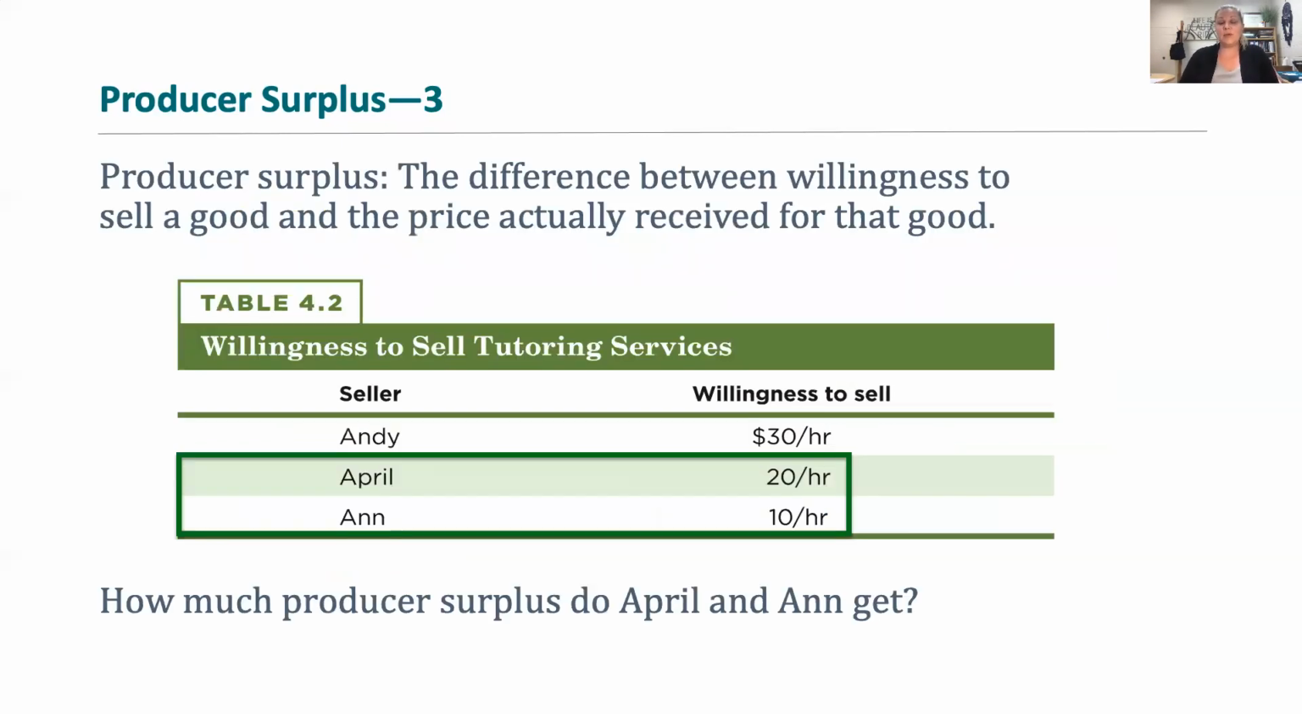As you can see, April and Anne are going to sell their service at a price that exceeds their willingness to sell. This will give them producer surplus. Producer surplus is the difference between what you're willing to sell a good for and the price that you actually receive in exchange for producing that good or service. So here, if April and Anne both sell their tutoring service at $25 per hour, then April would have a producer surplus valued at $5, and Anne would have a producer surplus valued at $15.